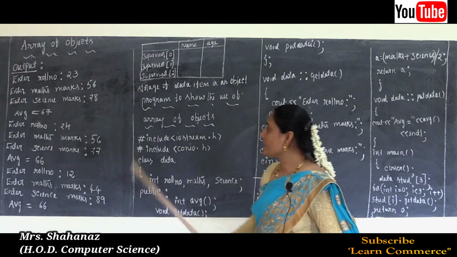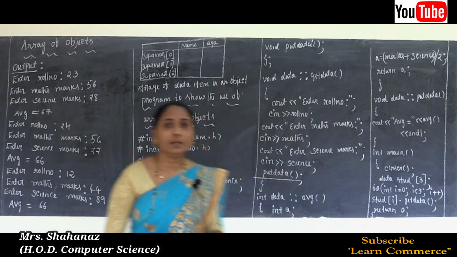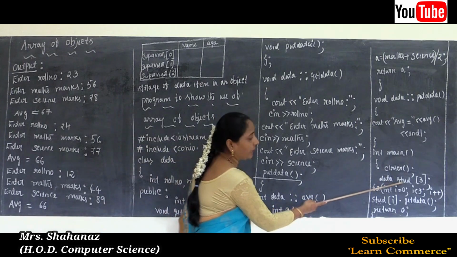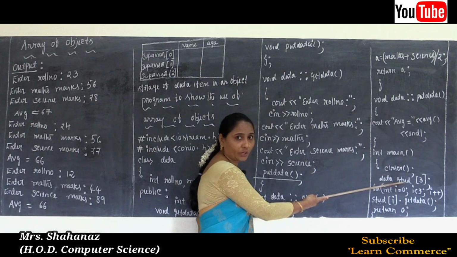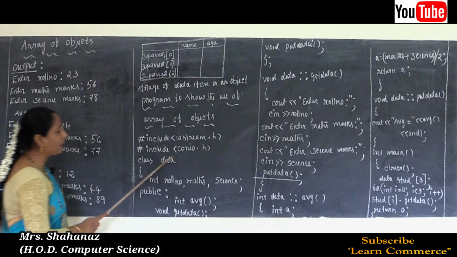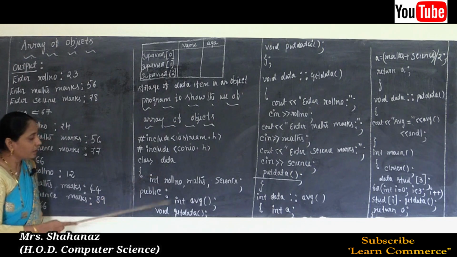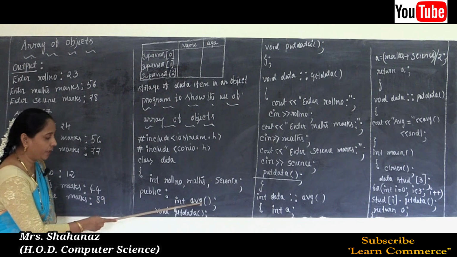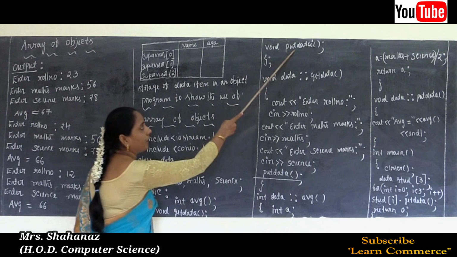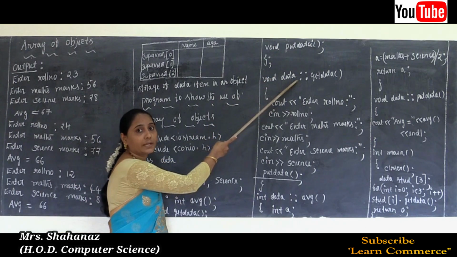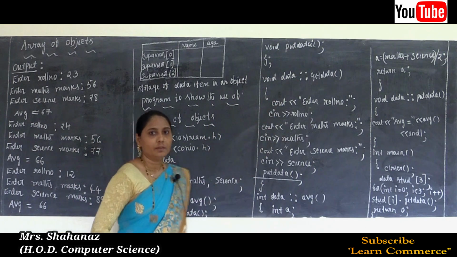So in this program we can say that stud is an array of objects, okay, and data is the class name, and with the class name, data contains 3 member functions, average, getdata and putdata, defined outside the class definition. Thank you.